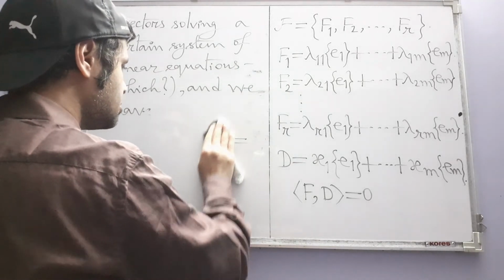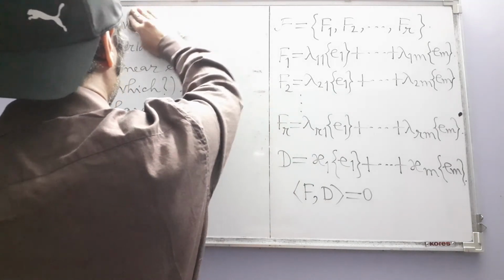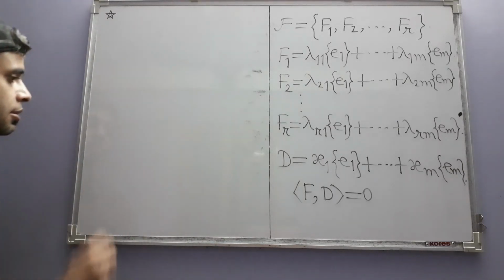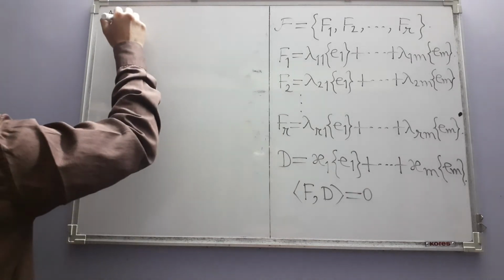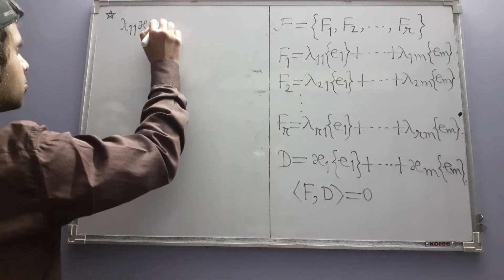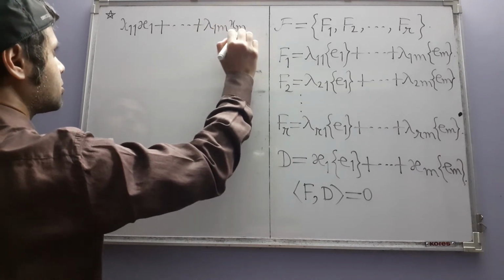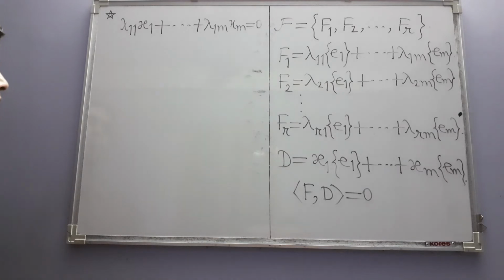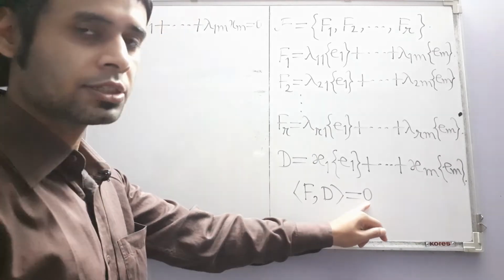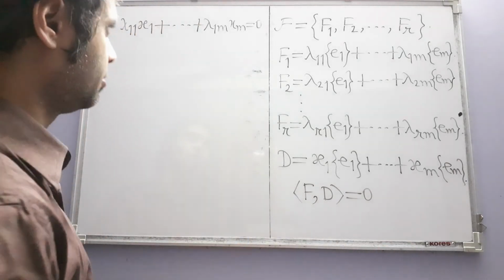It translates into a system of equations, and that comes directly from the definition of this product, precisely into this system of equations. Lambda 1 1 x1 plus ... lambda 1 m xm equal to 0. Why 0? That's because this is just the 0. And what 0 is this? This is the 0 element in the field F2.